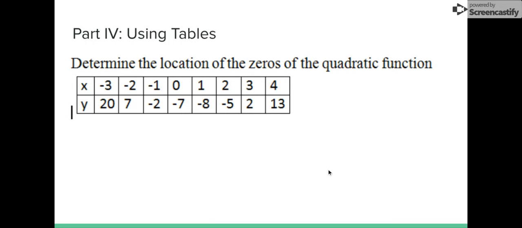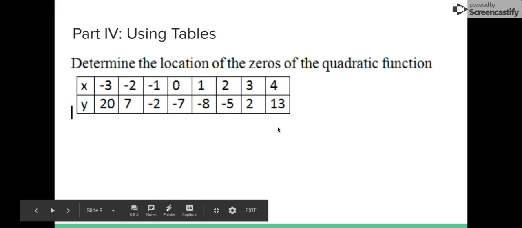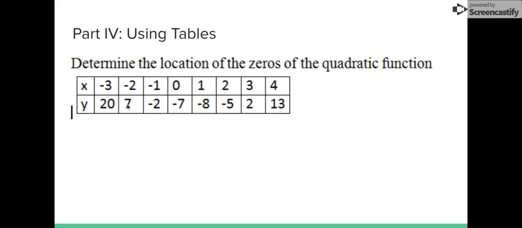Now, after we've done that, we've only got a couple things left. The first is, in some cases, I won't ask for the specifics. I just need to know what numbers it's between. So if I give you a table and it says determine the location of the zeros of the quadratic function, I'm really just doing what we were just talking about. I'm trying to figure out between what two numbers the x-intercept is. So I'm looking at the y values and I'll see, okay, here at x equals negative 2, y is positive 7, but at x equals negative 1, y is negative 2. So between negative 2 and negative 1, I have a 0.